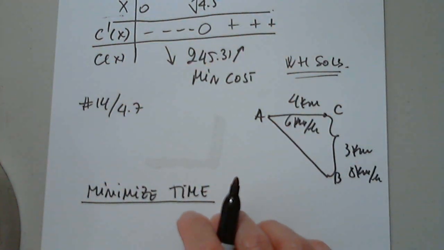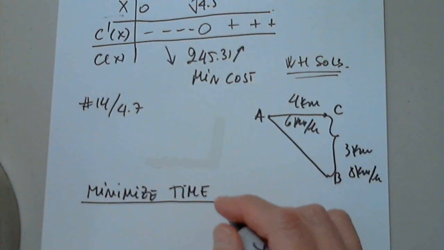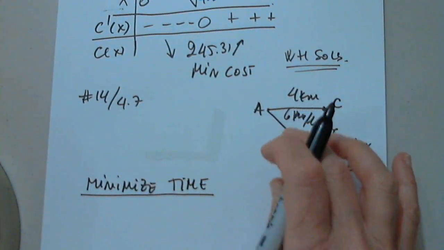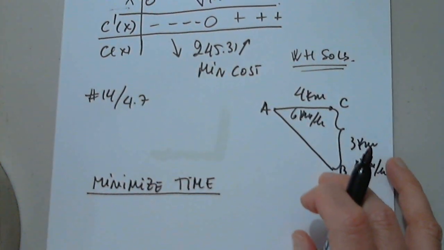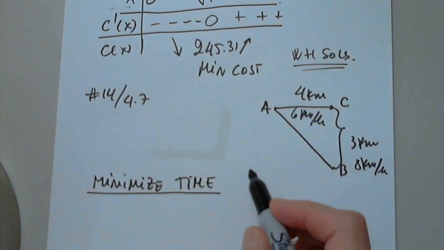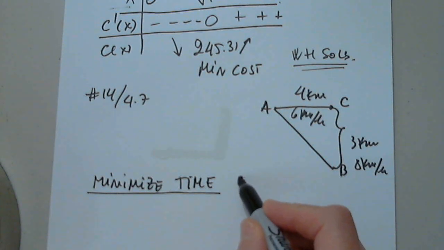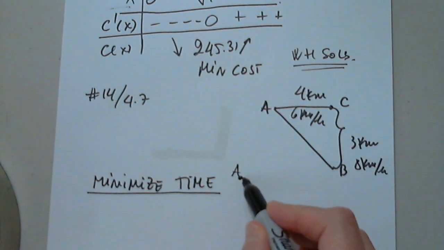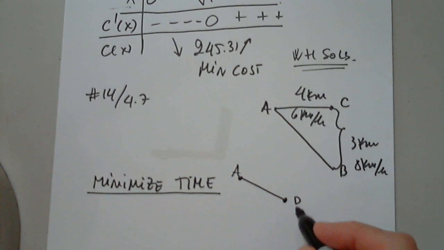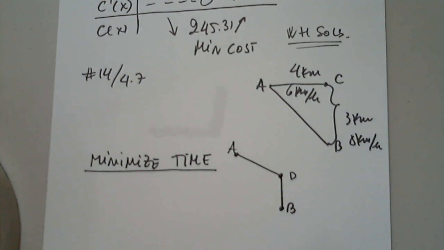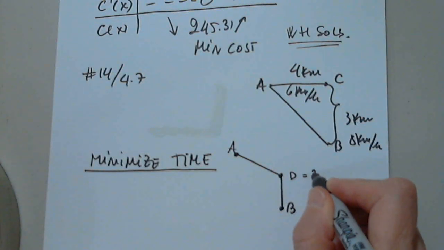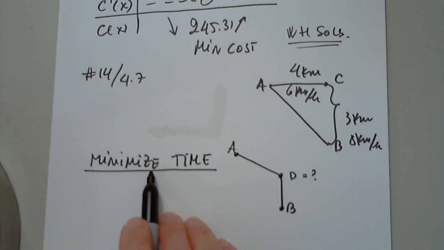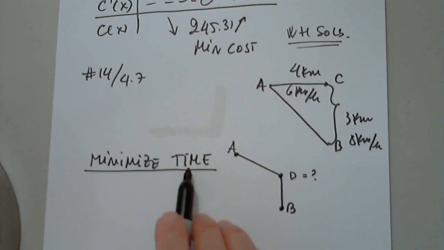So we are going to look at a particular instant, not this and not this. We're going to say he goes from A to D, and then he has to run to B. So the question is, where is D for minimum time?